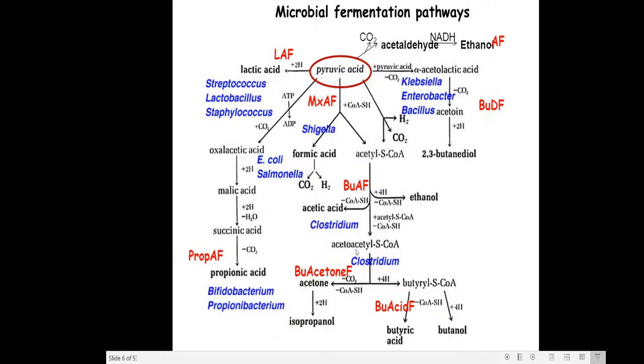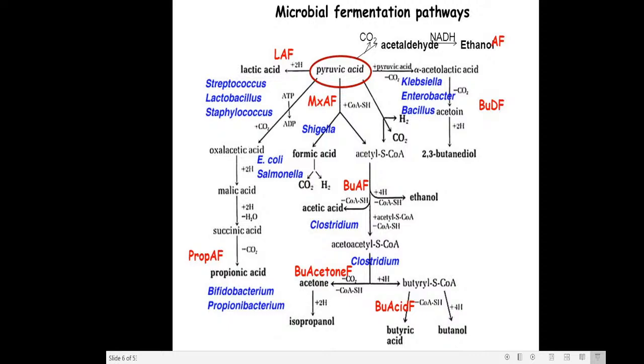Oh, sorry, I made a mistake. E. coli and Salmonella are helpful for the CO2 and H2 production. The Clostridium is helpful for the acetic acid production. This Clostridium also produces acetone, isopropanol, butyric acid, and butanol. These are all the output of the Clostridium fermentation process.